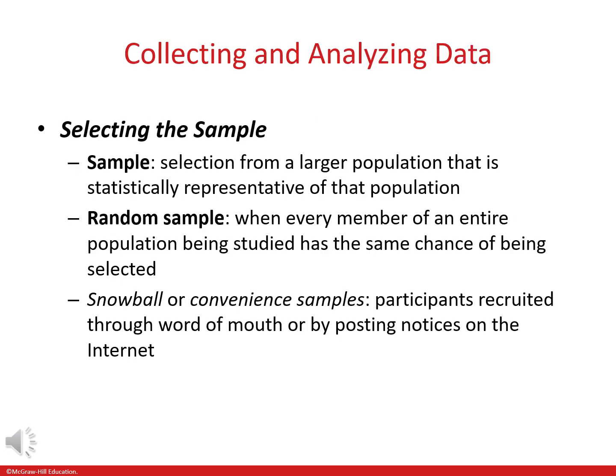Collecting and analyzing data. It is important to select the sample. So a sample is a representative from the larger population. So the small sample that you're going to study or interview or whatever it might be has to represent the larger population that you are looking at. And a random sample is when every member of an entire population being studied has the same chance of being selected. So everyone's selected randomly. You can pull straws. That way you can sample the people.